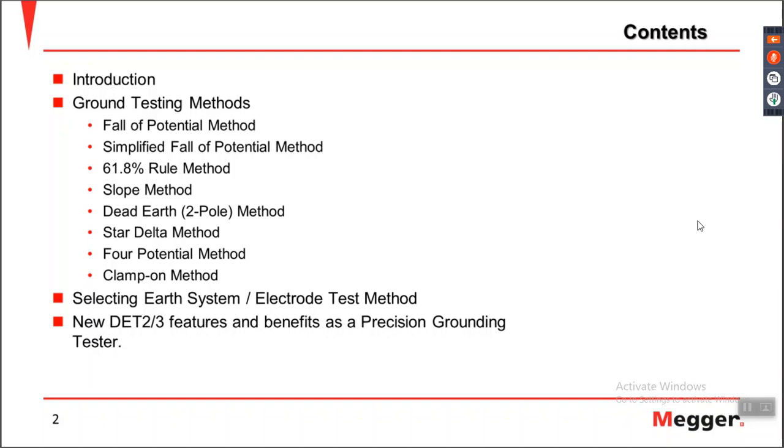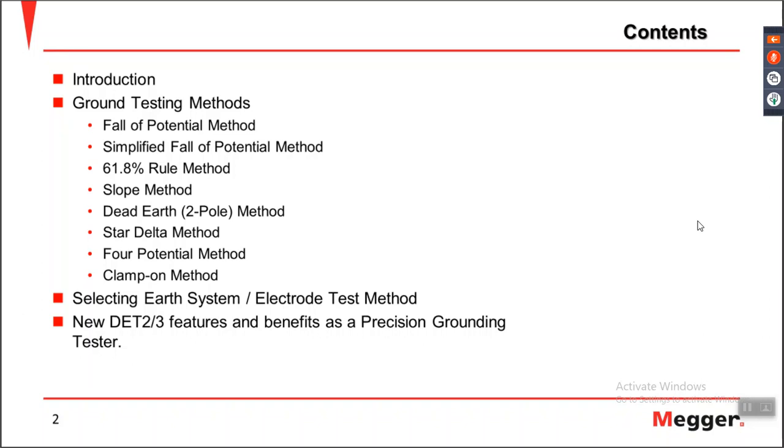I will explain about the fall of potential method, simplified fall of potential method, 61.8 or 62% rule method, slope methods, and dead earth or two-pole method, star delta method, four potential method, and the last one is clamp-on method. After that, I will show you the chart to see the comparison between all methods, so we can select the earth system or electrode test method that gives you more precise measurement.